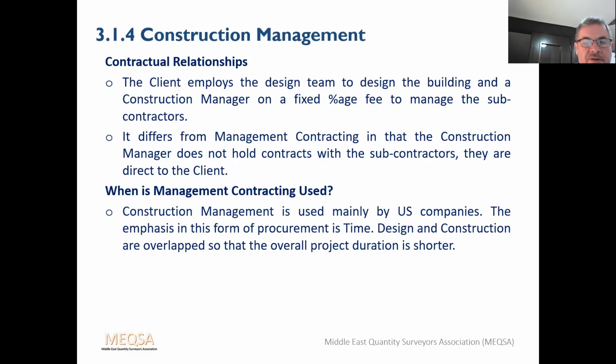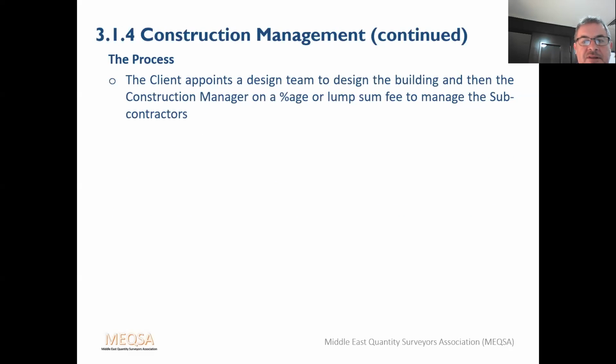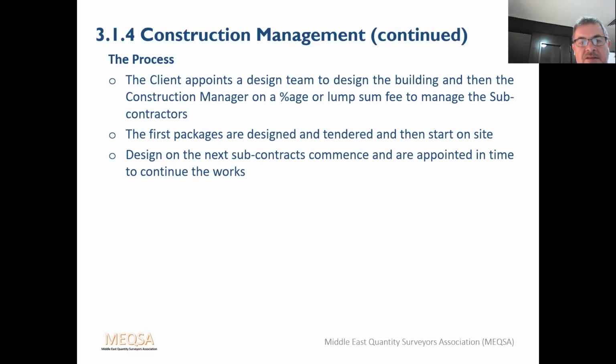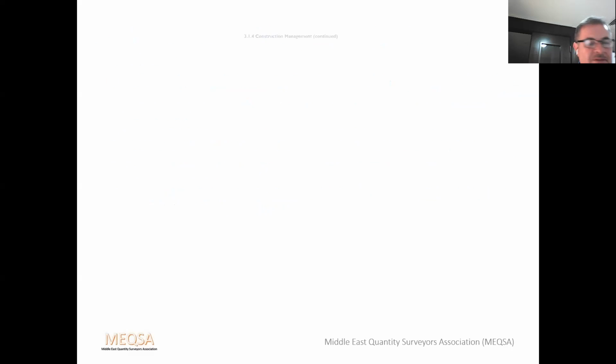Mainly used by US companies, the emphasis in this form of procurement is time. The design and construction are overlapped, so overall project duration is shorter. Process: the client appoints a design team to design the building, and then a construction manager on a percentage or lump sum fee to manage the subcontractors. The first packages are designed and tendered and start on site. Design on the next subcontracts commences and they are appointed in time to continue the works. Design and construction overlapped. Again, all similar to management contracting.